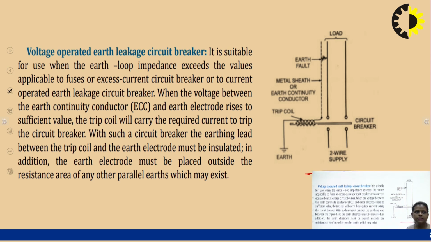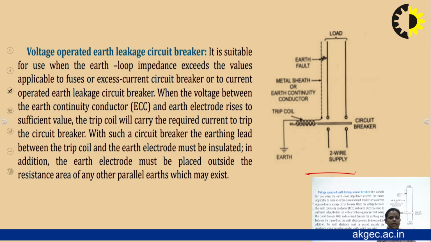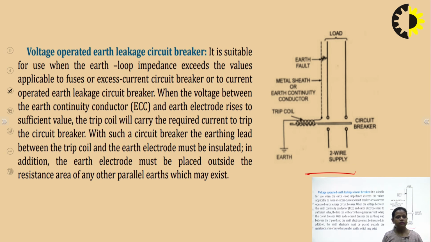ELCB, and it is suitable for use when the earth loop impedance exceeds the values applicable to fuses or excess current circuit breaker or to current operated earth leakage circuit breaker. So, when the voltage between the earth continuity conductor and earth electrode rises to sufficient value, the trip coil will carry the required current to trip the circuit breaker. With such circuit breaker, the earthing lead between the trip coil and the earth electrode must be insulated, and in addition, the earth electrode must be placed outside the resistance area of any other parallel earth which may exist.